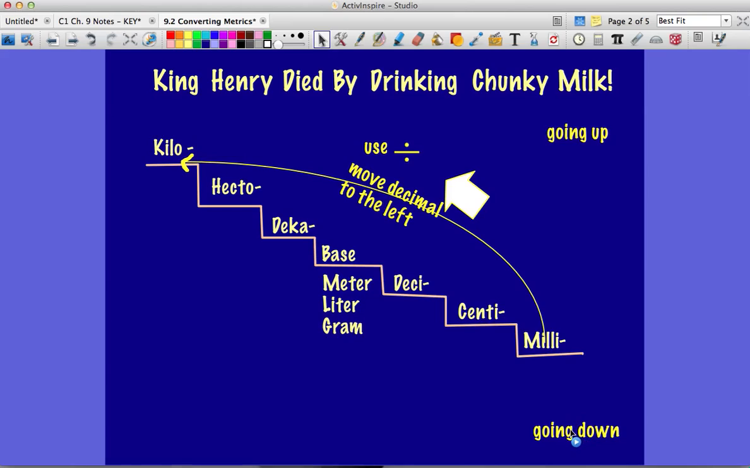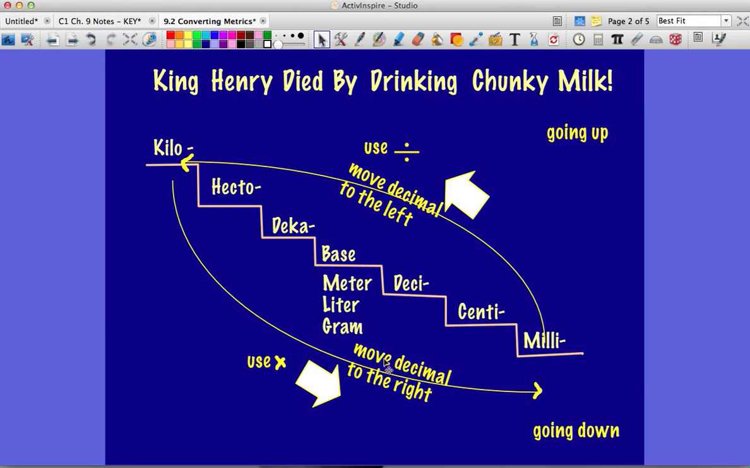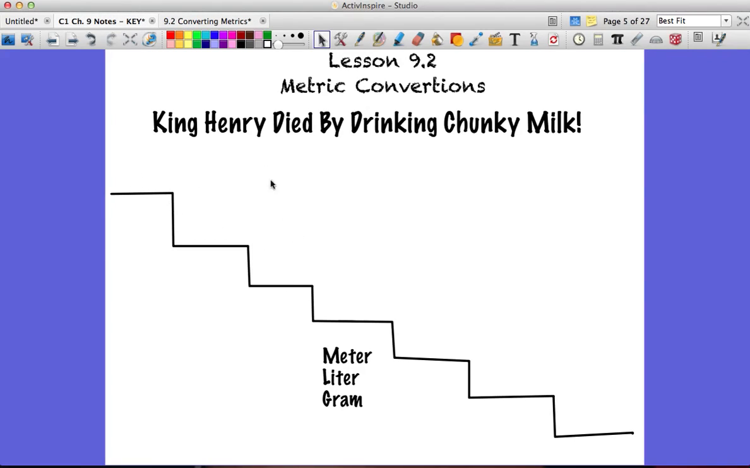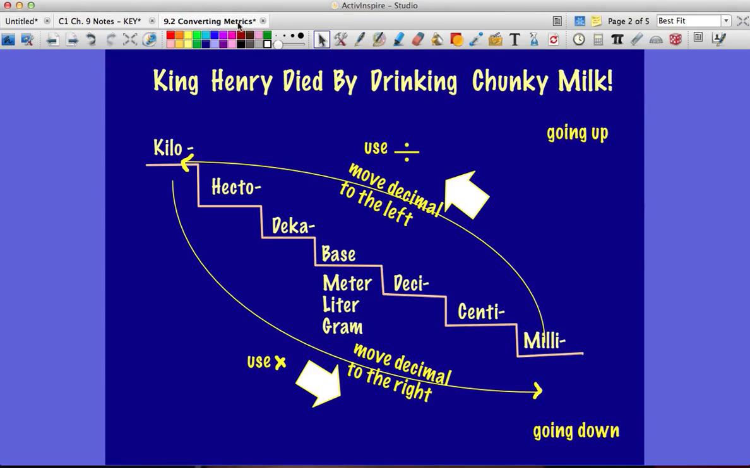On the same token, when we're going down the stairs, we're going from a bigger unit to a smaller unit, which means my number is going to get bigger. So 1 kiloliter is going to be a lot of milliliters. Because of this, since our number is getting bigger, we know we're using the operation multiplication, but we're actually going to move our decimal to the right, okay, because we want our number to get larger. You have a spot to put all of this in your notes, and I highly suggest that you do so because it'll be a nice tool for you to use when you're doing your practice work and when you're studying.